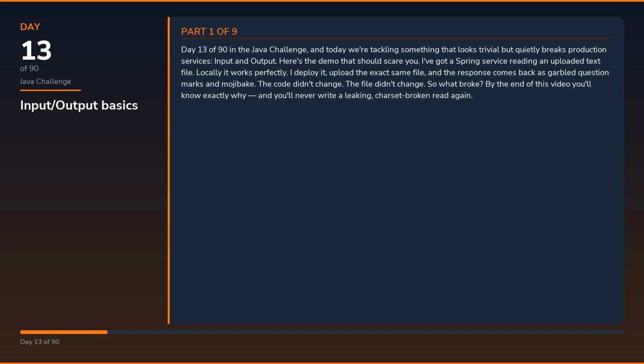Day 13 of 90 in the Java Challenge, and today we're tackling something that looks trivial but quietly breaks production services: input and output. Here's the demo that should scare you. I've got a Spring service reading an uploaded text file. Locally it works perfectly. I deploy it, upload the exact same file, and the response comes back as garbled question marks and mojibake. The code didn't change. The file didn't change. So what broke? By the end of this video you'll know exactly why, and you'll never write a leaky, charset-broken read again.